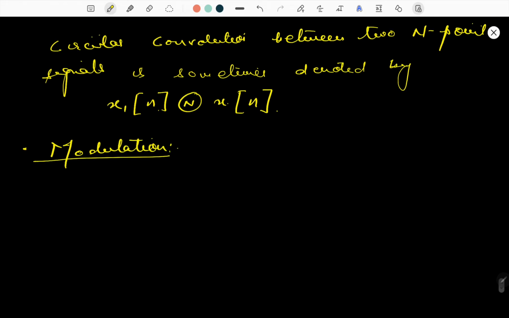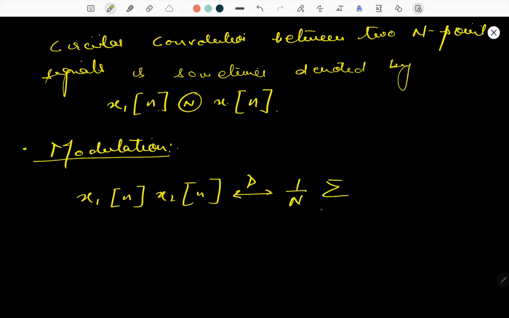Modulation. Now the modulation can be written as: one signal is x1[n], the second is x2[n]. You take the discrete Fourier transform of this, and it becomes 1 upon N, summation over l equals 0 to N minus 1, of x1[l] into x2[k minus l], for some value N.